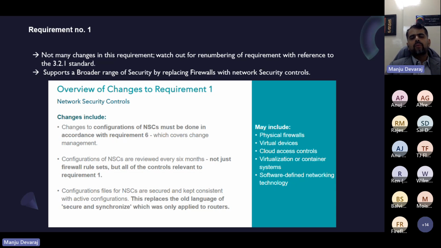So now requirement number 1, let's talk. So 3.2.1 was talking about firewalls, networks, routers, switches. All these stories are generalized, gone.